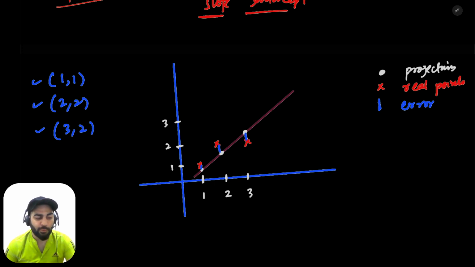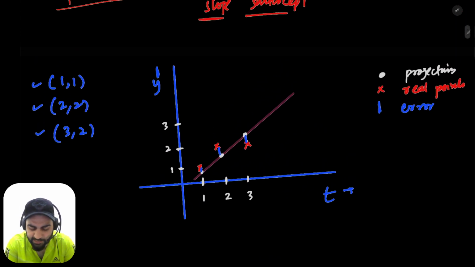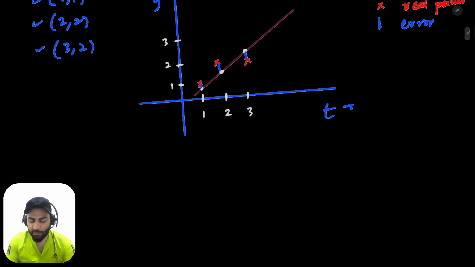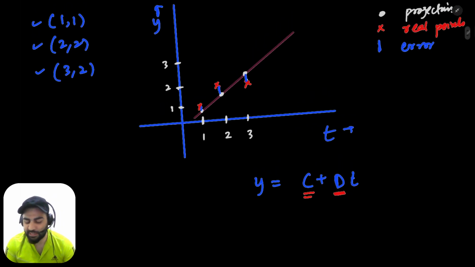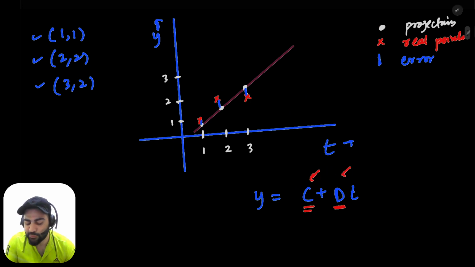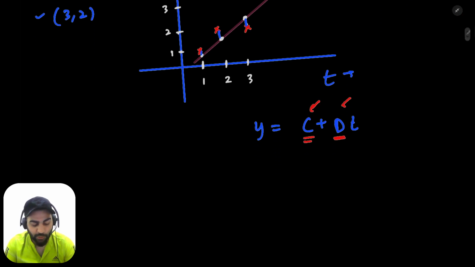If you have to form an optimization problem of this, let's suppose this is y and this is t. Let's call this the t axis and this the y axis. Here we have to find y equals c plus dt. The learning parameters here are d and c. As we had y equals mx plus c, I just represent this with c and d. These unknowns are c and d. Now if you represent the first point algebraically, how can we represent this?